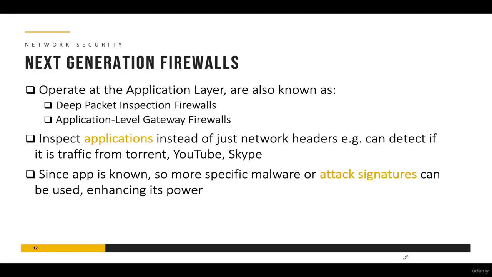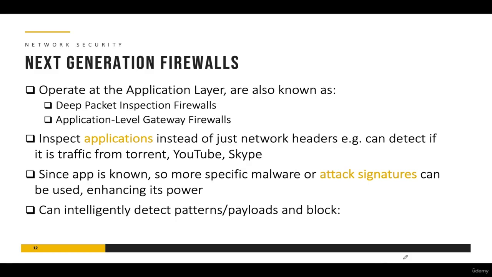Another major advantage is that since they know the app, based on the traffic pattern and the headers, they can detect which app is being used. So they can then use specific attack signatures. For example, let's say Skype has certain vulnerabilities. Once, based on the headers and the packet data, the next generation firewall has detected that it's a Skype connection, then it can apply specific attack signatures which are targeted towards Skype attacks.